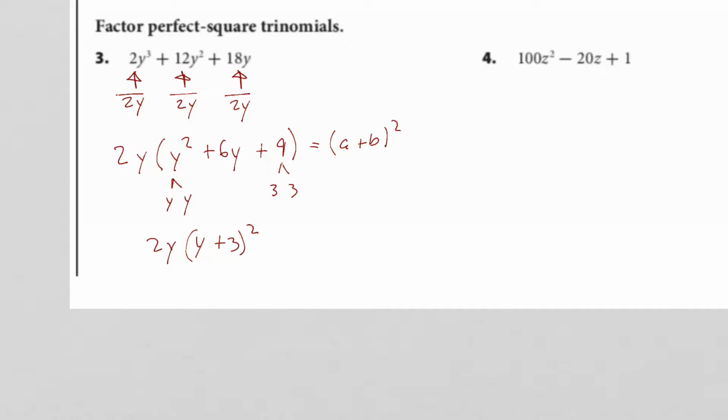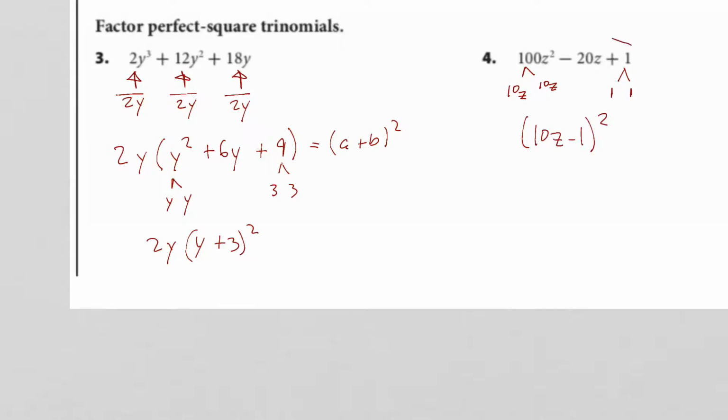Now let's take a look at this other example. Hopefully I can recognize, that's a square, right? That's 10z and 10z. And that's a square. That's 1 times 1. So when that's the case, I know this is going to be 10z minus 1 squared.